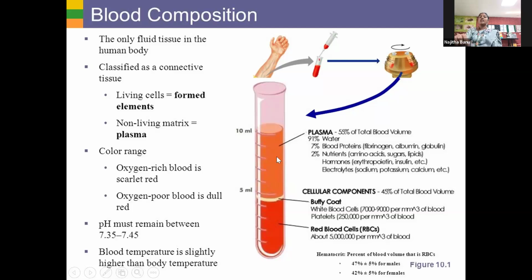That liquid is your plasma. Plasma is 55% of your blood. The rest, 45%, is your formed elements, the living cells. In the plasma, 91% is water and 7% is blood protein. The proteins are albumin, globulin, and fibrinogen. The 2% is nutrients like amino acids and sugars, and the 1%, the very least amount, is electrolytes and hormones present in the plasma. Okay. Then in the cellular component, as I already explained, your RBC, WBC, and platelets are present.